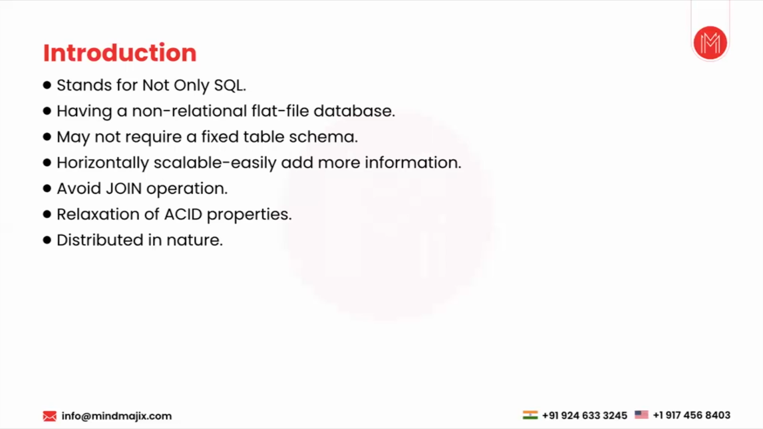In NoSQL, data storage is horizontally scalable, and it is easy to add more information. As we have seen, there is vertical scaling and horizontal scaling. So here it is horizontally scalable. You can store a huge amount of data by using the horizontal scalable feature. Then it avoids join operations. As we don't have any kind of tables under NoSQL, it does not support join operations.